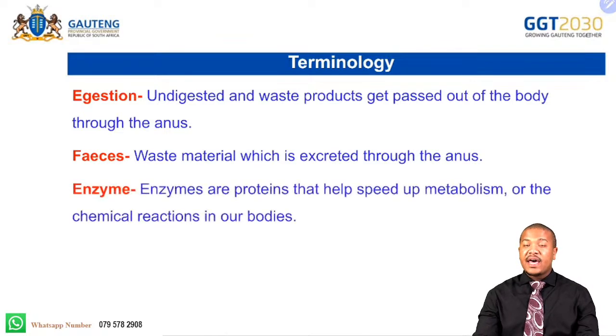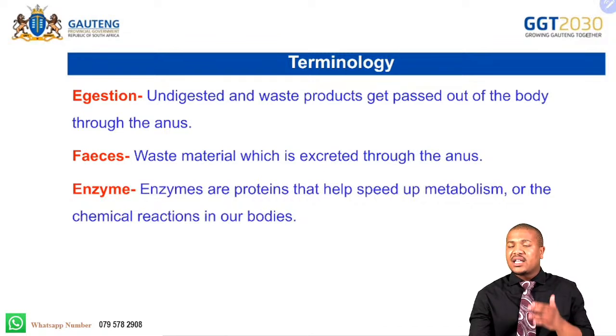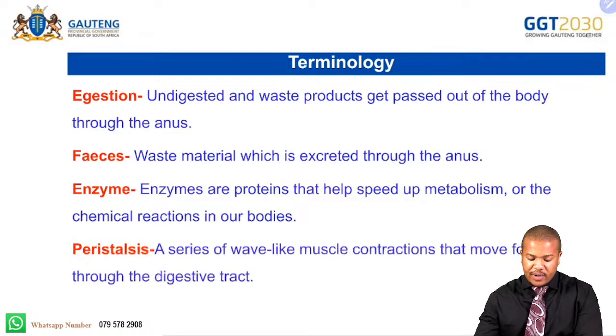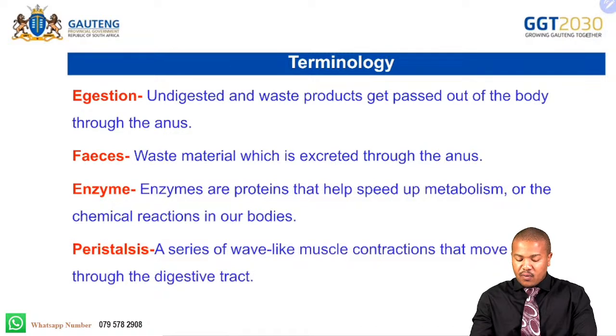We also have enzyme. Enzymes are proteins that help speed up metabolism or the chemical reactions in our bodies. So they are simply catalysts that help to speed up the reaction. Also, we have peristalsis, which is a series of wave-like muscle contractions that move food through the digestive tract. That's all for our terminology.